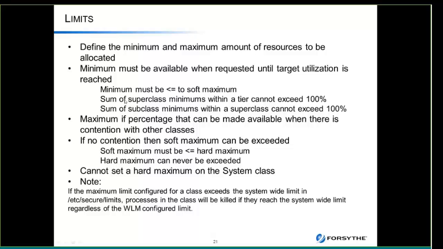As an example, if I add up the minimums within my tier for a superclass, they can't exceed 100%. I can't say that every class has to have 50% when I've got 3 classes because there's only 100% for them to take those minimums from. So minimums can't exceed 100%.